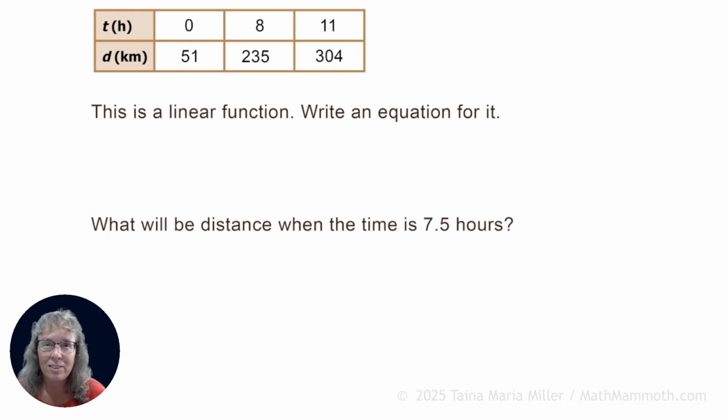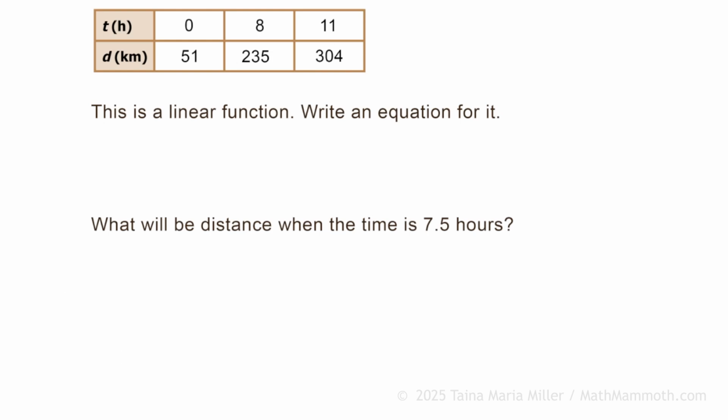Again, here is a linear function, and we have a table of values for it. Write an equation for it. Okay, input values are here, the input variable, time, and this is distance in kilometers. So when time starts running, the distance is 51 kilometers. Maybe it is a car or some vehicle that's already at a 51 kilometer mark somewhere, and then it continues driving from that point onward. Our initial value is 51.